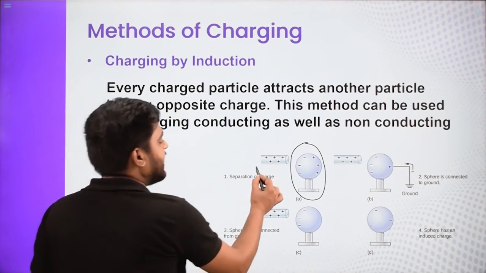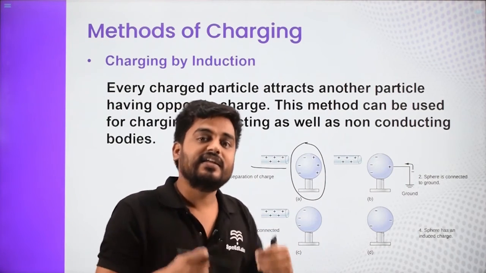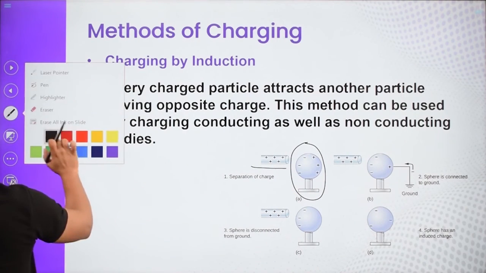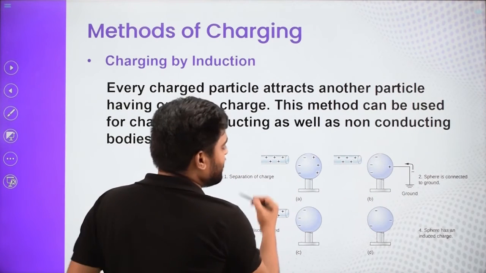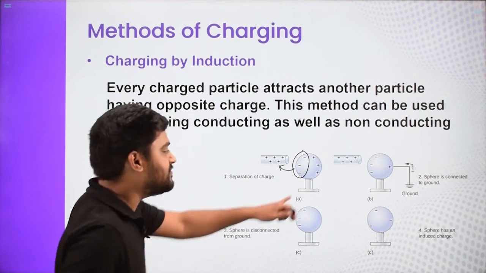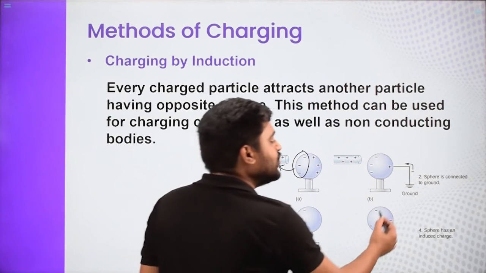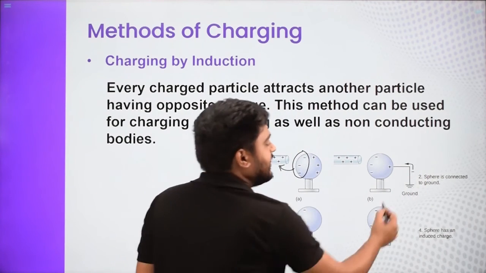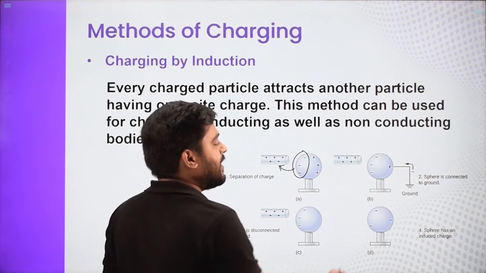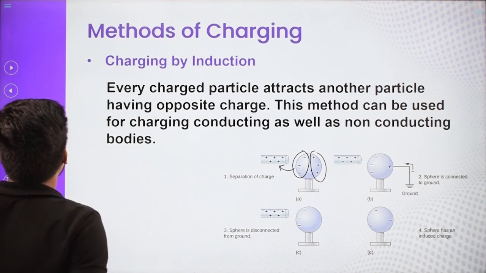When I bring another charged object in, I'm not keeping it in contact, I'm just keeping it near the uncharged or neutral object. When that happens, there is a distribution of charge taking place. When this is positive, all this negative charge gets attracted due to this positive charge and comes close to this surface. Then the second process is earthing of the other side. Here this part I am connecting to the earth, or to the ground. When that earthing takes place, that part becomes neutral.